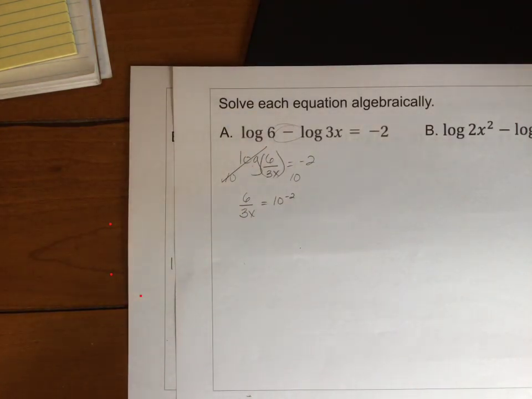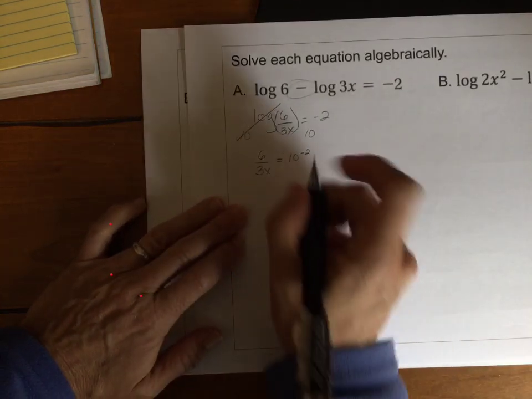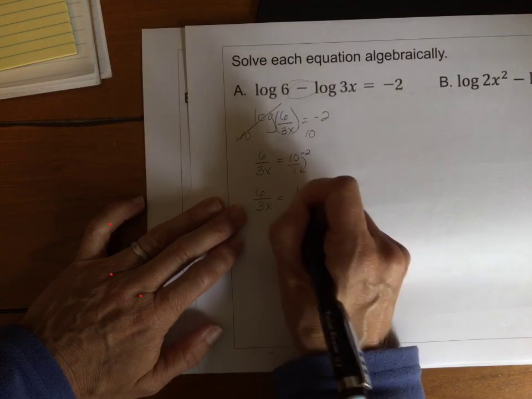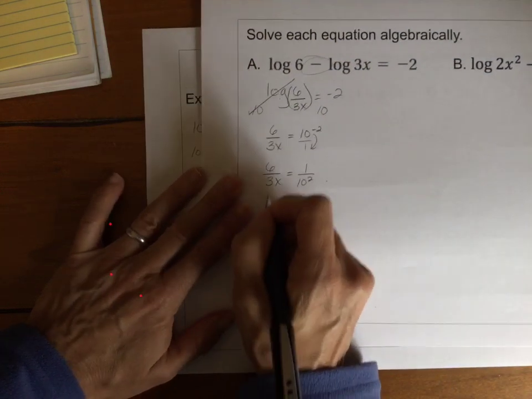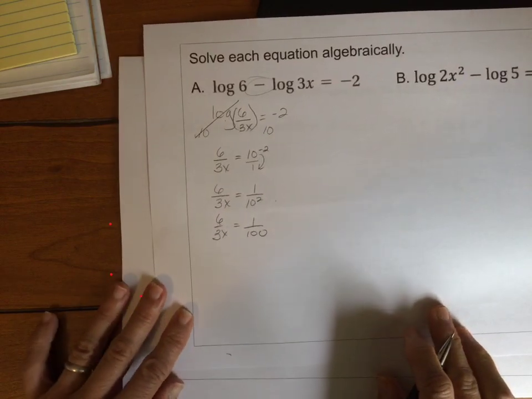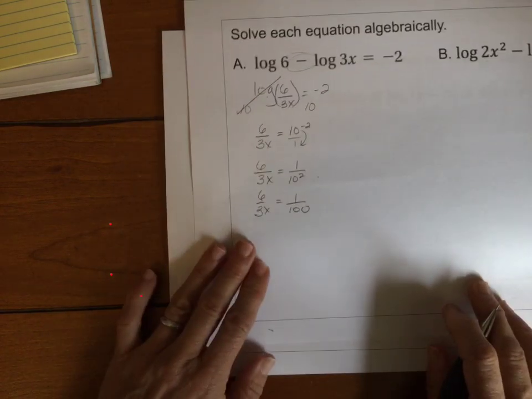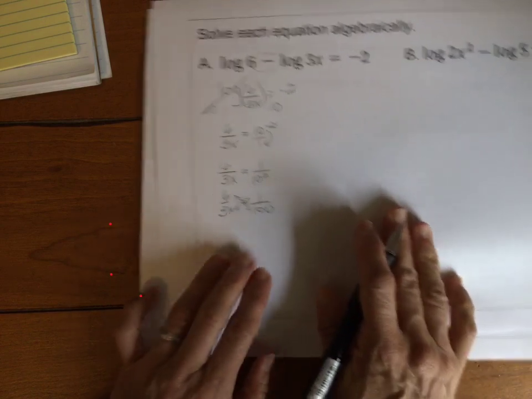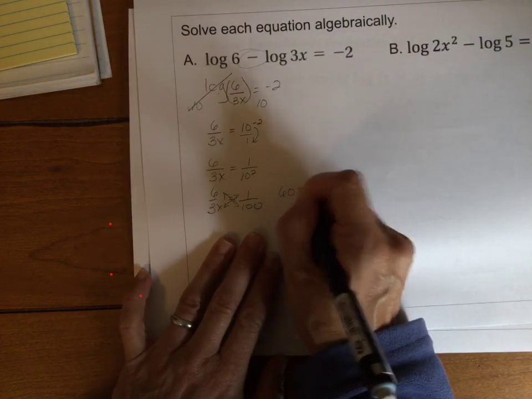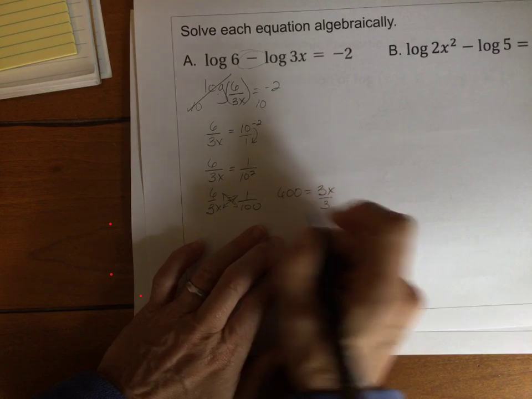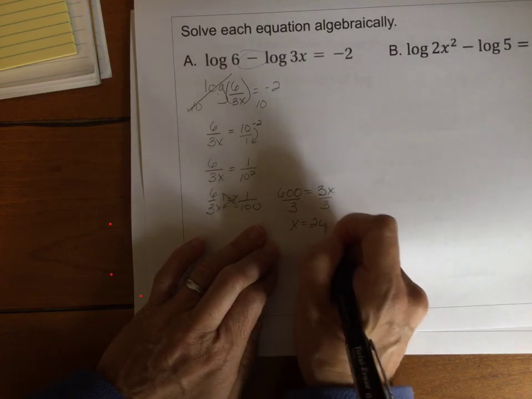Well, what does 10 to the negative 2 power equal? You can say it equals 0.01, or I know that if I move this down, I get a positive. So 6 over 3x equals 1 over 10 squared, giving me 1 over 100. Now we could cross multiply because we have two proportions set equal to each other. And that would give me 600 equals 3x. Now I divide both sides by 3 and I get x equals 200.